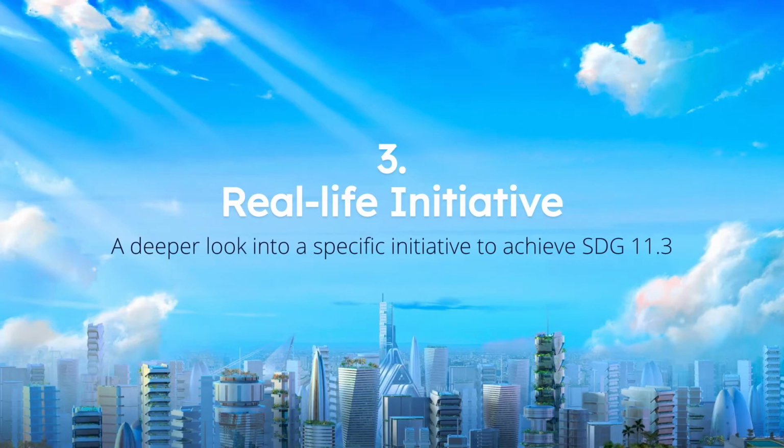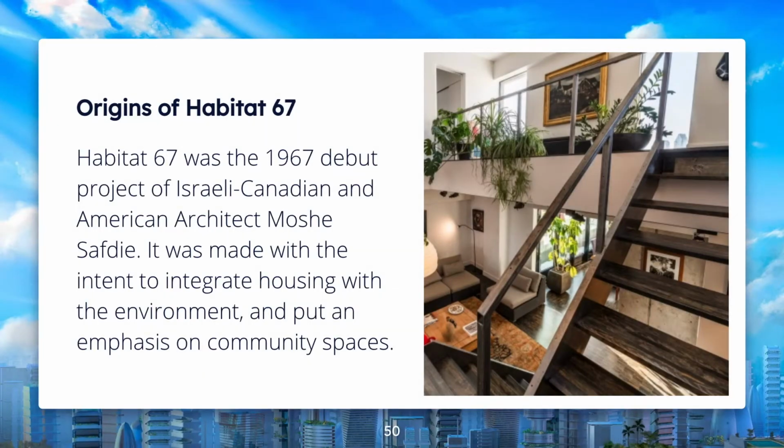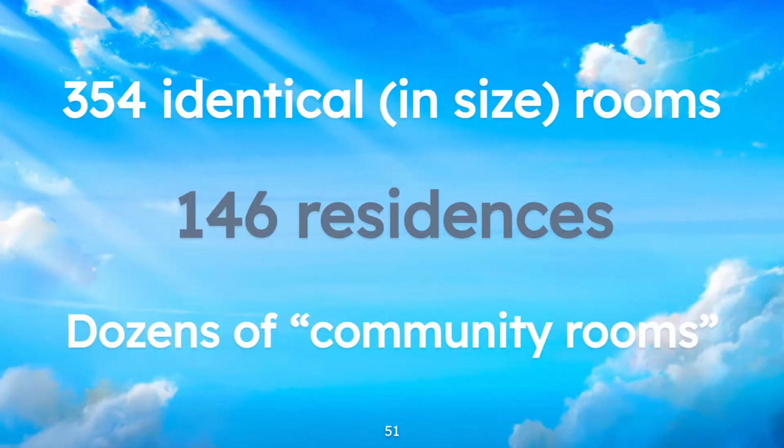Thirdly, let's take a look at a real-life initiative that has been completed to achieve SDG 11.3. This is Habitat 67 from the ground floor. Habitat 67 was the 1967 debut project of Israeli, Canadian, and American architect Moshe Safdie. It was made with the intent to integrate housing with the environment and put an emphasis on community spaces. At Habitat 67, there are 354 identical in size rooms, 146 residences, and dozens of community rooms.